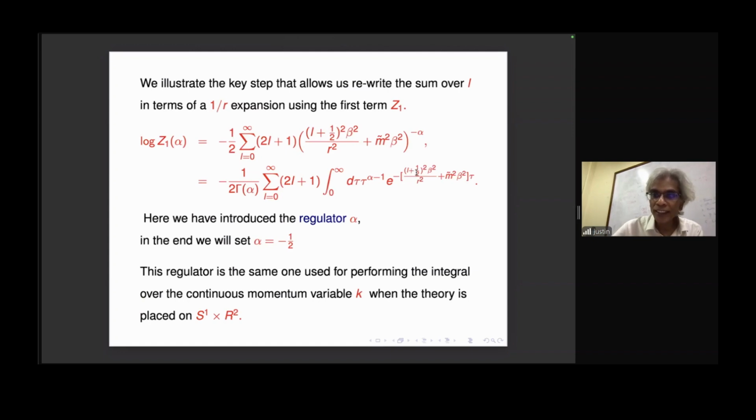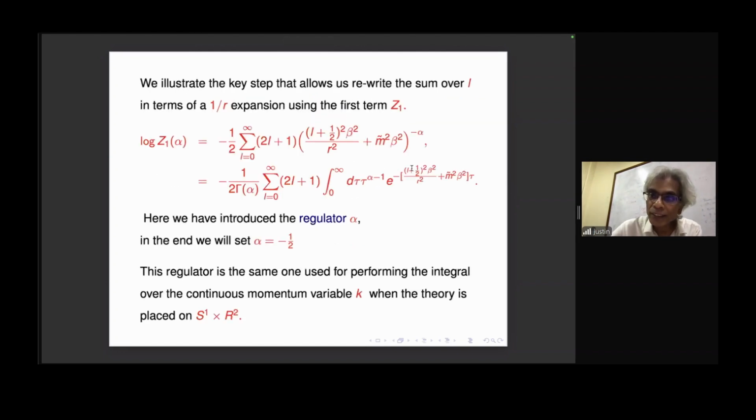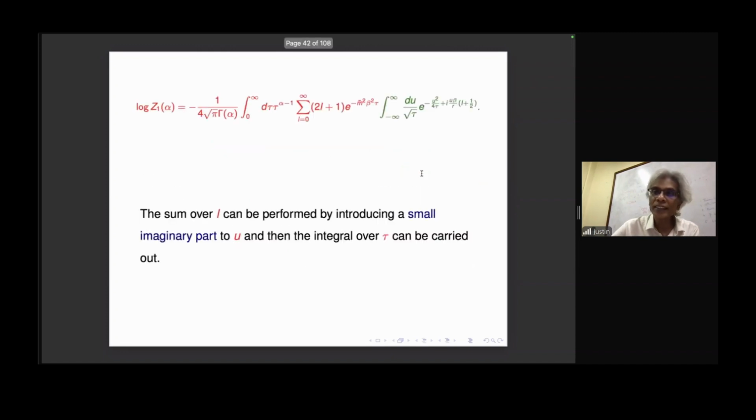So this sum you can linearize by introducing yet another integral. It's a sort of Hubbard-Stratonovich trick. If you look at this integral, there's a Gaussian integral here, u squared, and if you complete the squares, you will get the L plus half the whole square. So this exponential term is essentially linearized by introducing a Hubbard-Stratonovich trick. And then once you have it in this form, by giving a small imaginary part to u, you can easily do the sum over L. So that is the trick, actually.